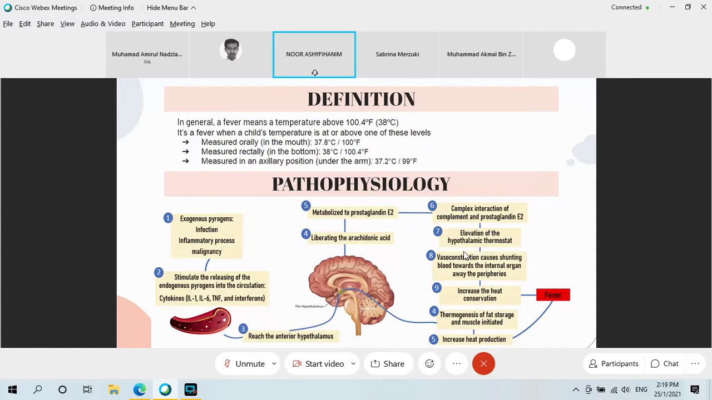What's the benefit of fever, or is it bad, or is it beneficial? Actually it is beneficial in order to kill the microbes or microorganisms. If you increase the temperature of our body, the microbes or the microorganisms cannot live in our body.